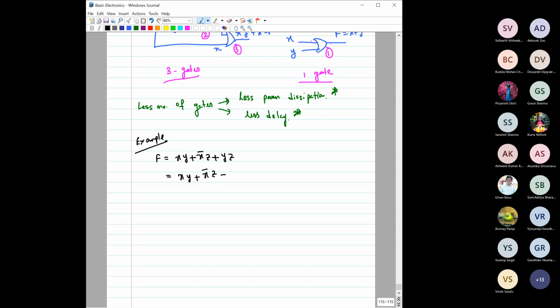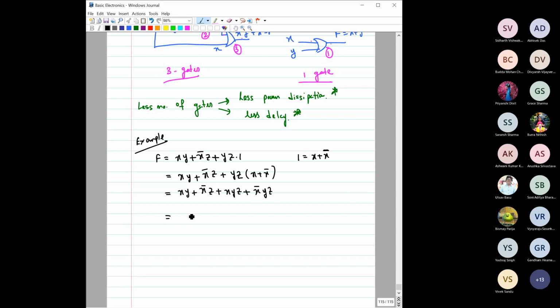We are keeping these two the same, and this yz we can write as yz dot one, right? We can always put dot one with any of them. This one can be written as x plus x bar, right? You know that, all the postulates we have learned. x plus x bar equals 1. So now we write this 1 as x plus x bar. So that makes x bar z, then xyz plus x bar yz, right?